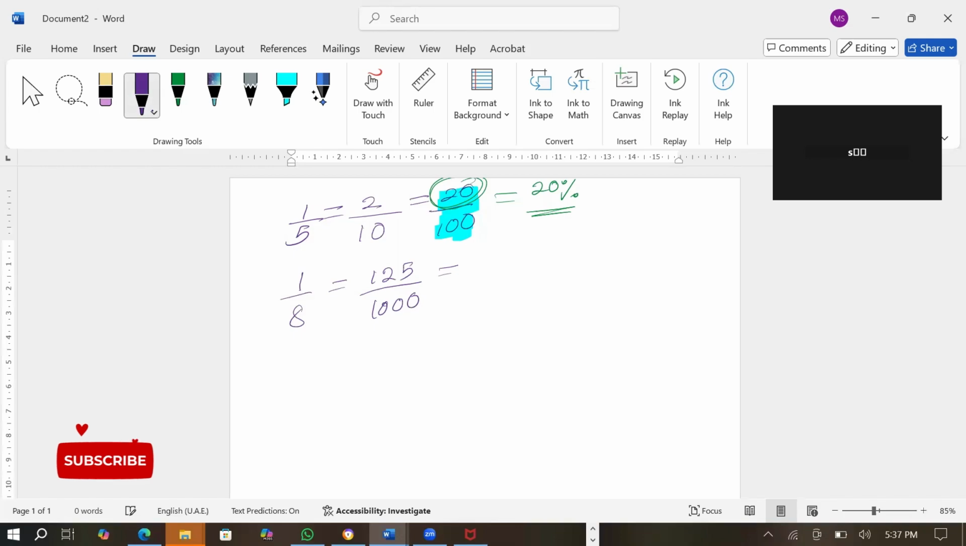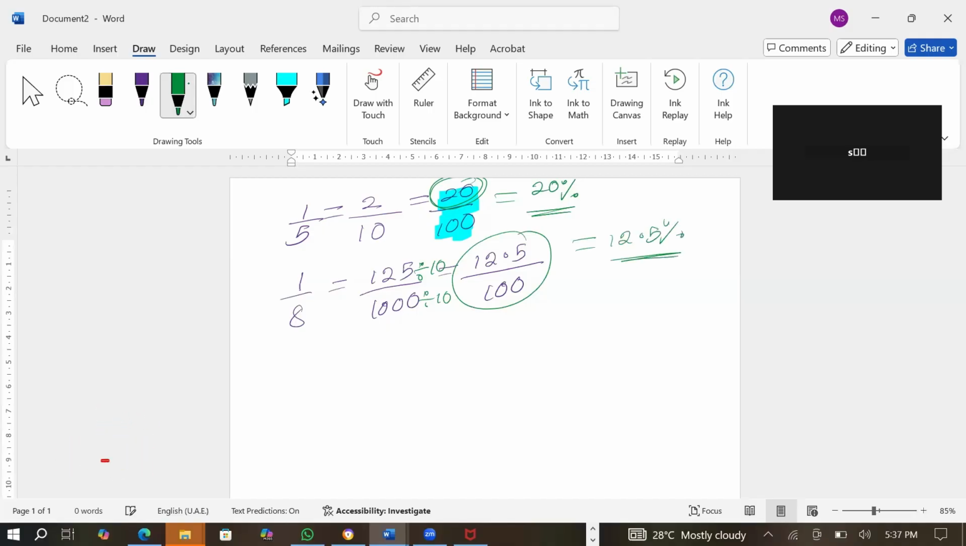That's it. And let's say 1 over 8 means 125 over 1000. But we don't work with 1000. We need 100. So what should I do? 12.5 over 100. Can you understand this step? Divide both numerator and denominator by 10. Then we get this. So what is the percentage? 12.5%. Right? So this is easy. Let's say 25 over 100. Tell me the answer as a percentage. 25%, that is easy.